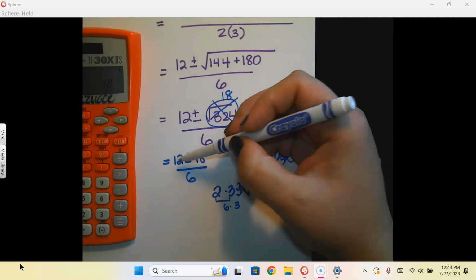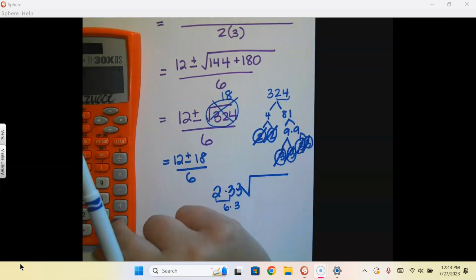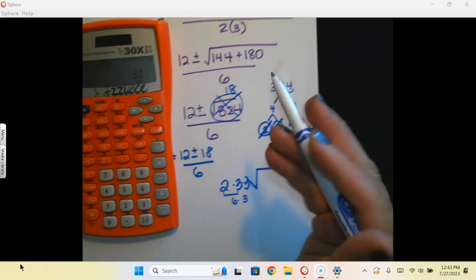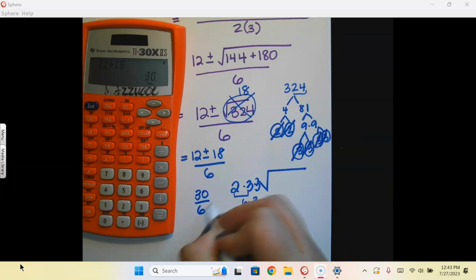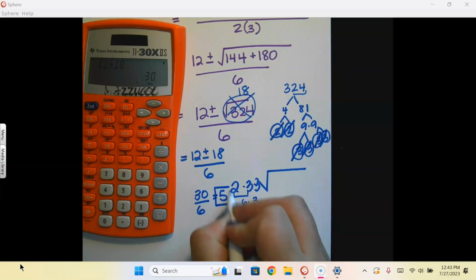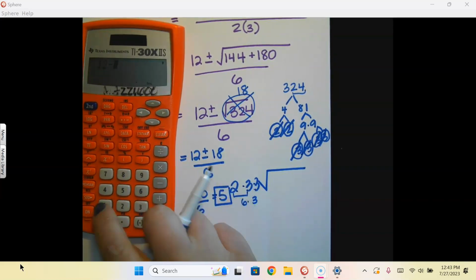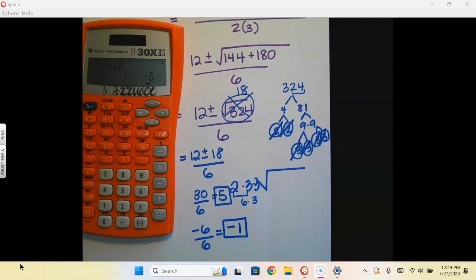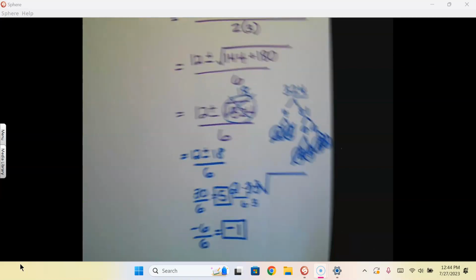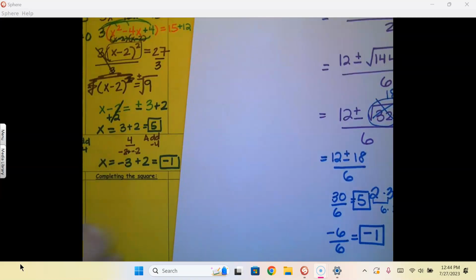So then we're going to do 12 plus 18. So 12 plus 18 is 30, divided by 6 is 5. So that's one answer. And then we're going to do 12 minus 18. That's negative 6 divided by 6, which is negative 1. So again, we got 5 and negative 1, same thing we got using these methods.